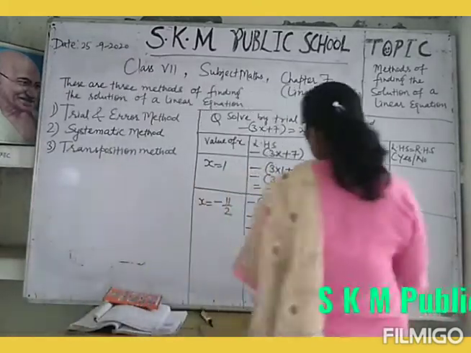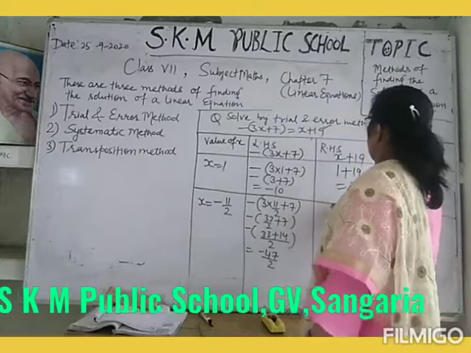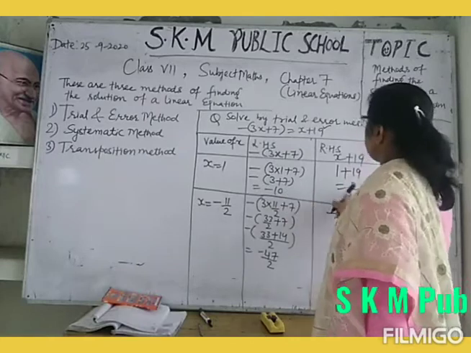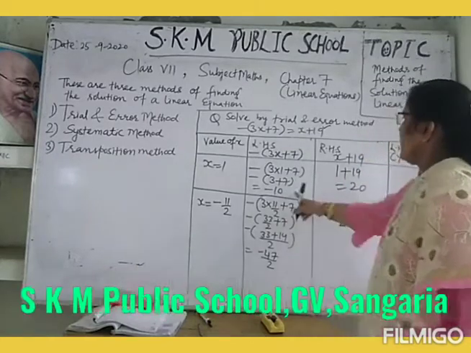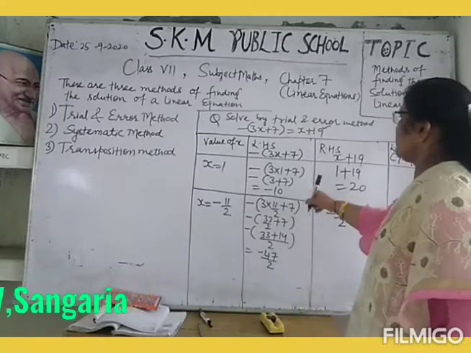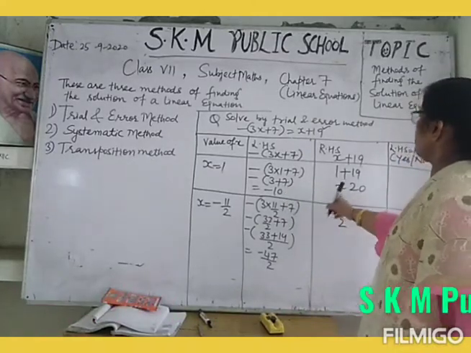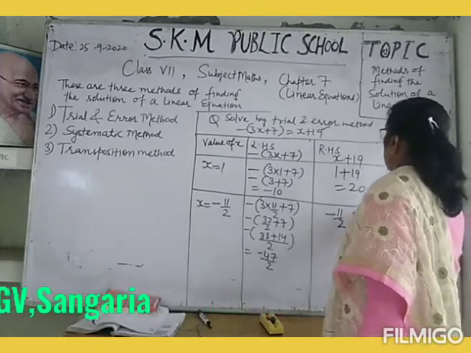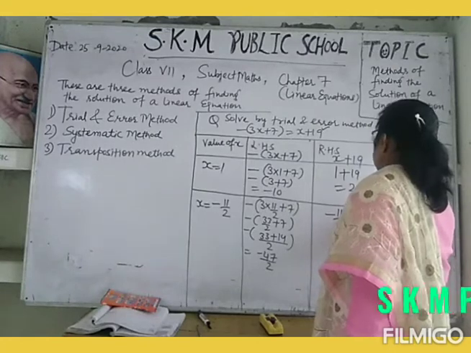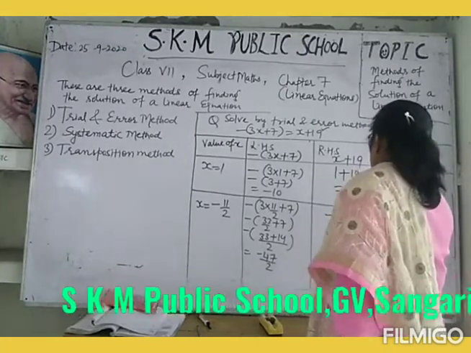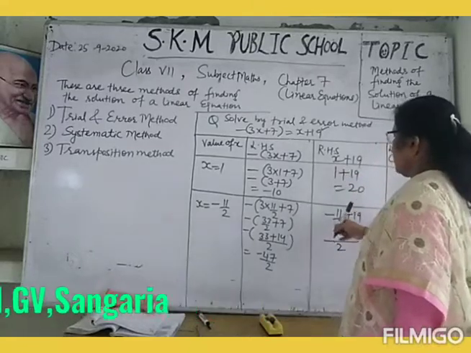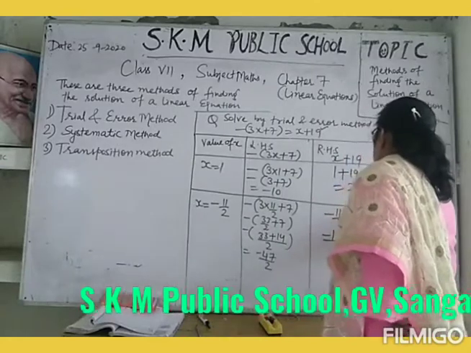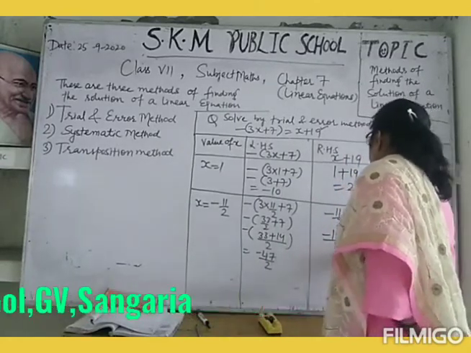Now let's put this value of x equal to minus 11/2 in the right hand side, x plus 19. Because on both sides we are not getting a positive value, here I am getting negative and here positive, it is better to take a negative value so that we get a positive value here. Minus 11/2 plus 19, take LCM. Value of x is minus 11/2. Minus 11 plus 38 over 2.